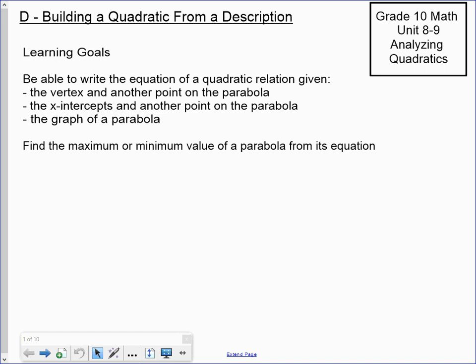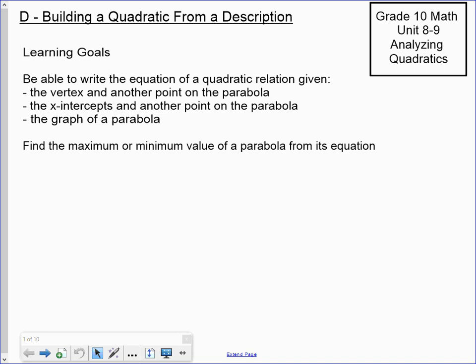This is section D, building a quadratic from a description. So what we want to be able to do by the end of this lesson is to be able to write the equation of a quadratic relation if we are given some information about it. That information might be the vertex and another point on the parabola, the x-intercepts and another point on the parabola. We could be given the graph of a parabola, in which case we have to find the vertex or the x-intercepts and another point on the parabola.